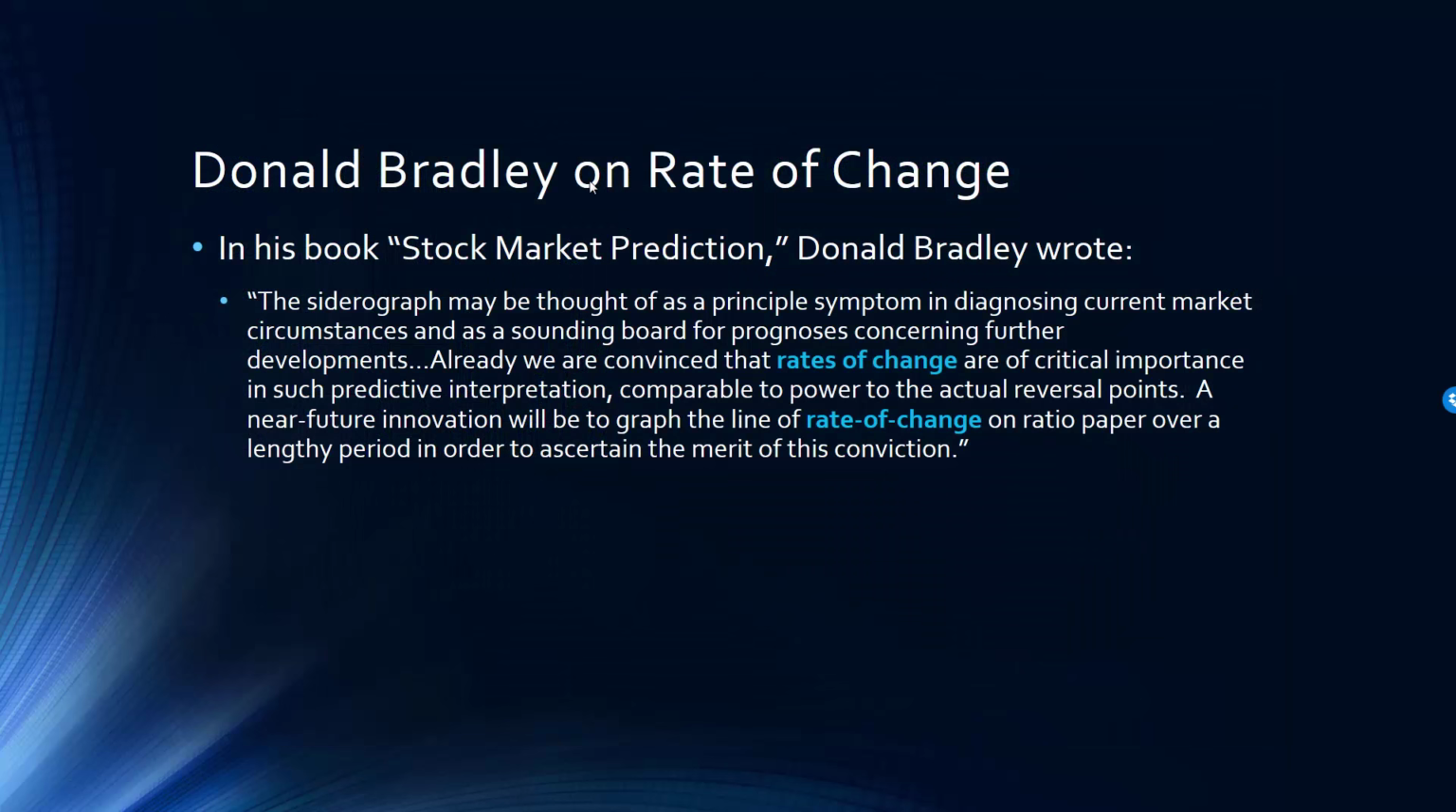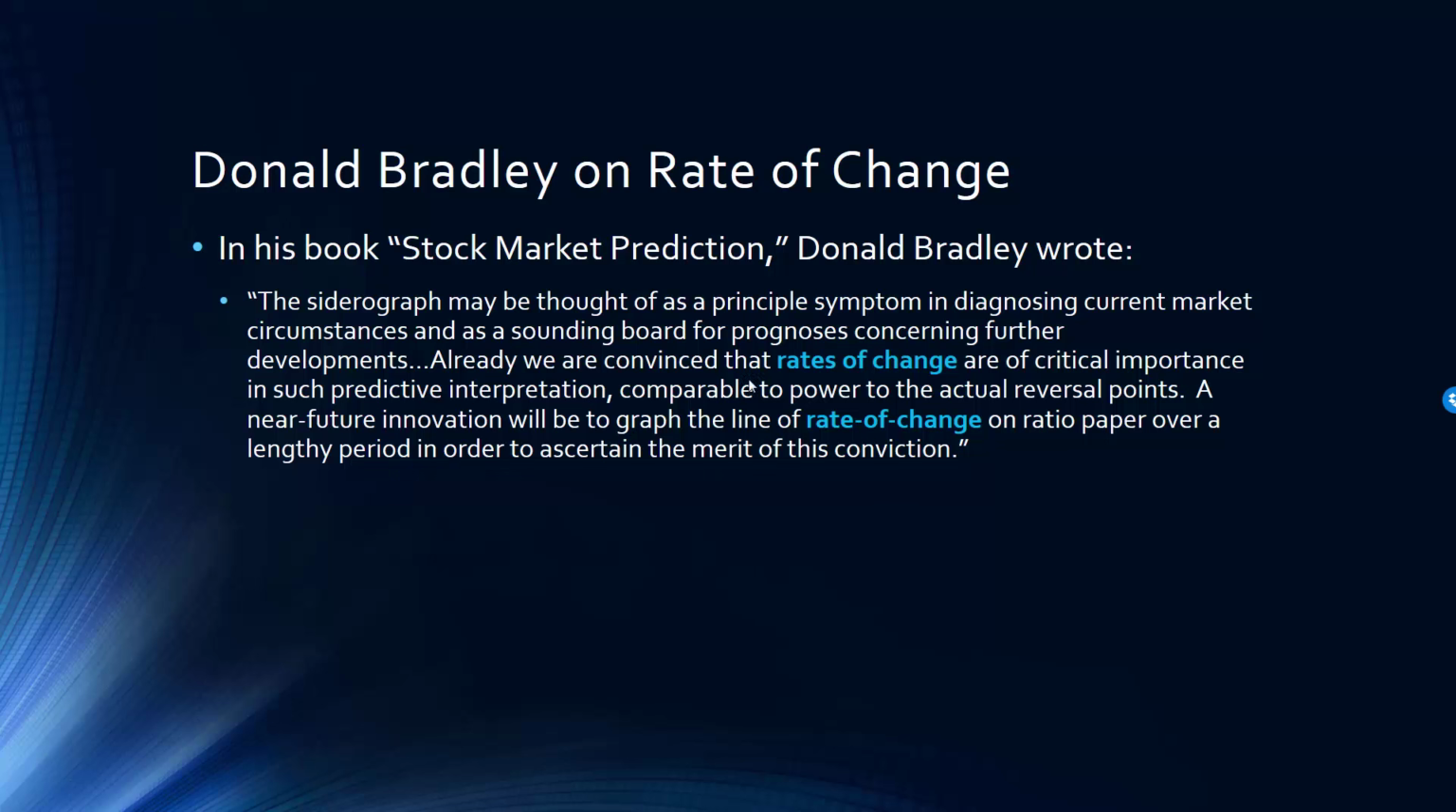So let's go back to the actual source of this, the book Stock Market Prediction by Donald Bradley. So here's a quote from this book that talks about this. It says that the Bradley Siderograph can be thought of as a principal symptom in diagnosing current market circumstances and as a sounding board for prognoses concerning further developments. Already we are convinced that rates of change are of critical importance in such predictive interpretation, comparable to power to the actual reversal points in the Bradley Siderograph. A near future innovation will be to graph the line of rate of change on ratio paper over a lengthy period in order to ascertain the merit of this conviction.